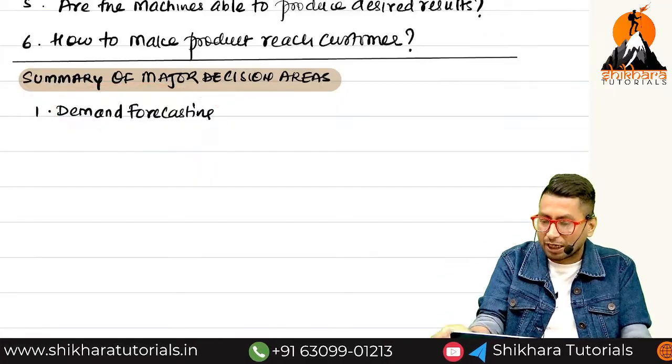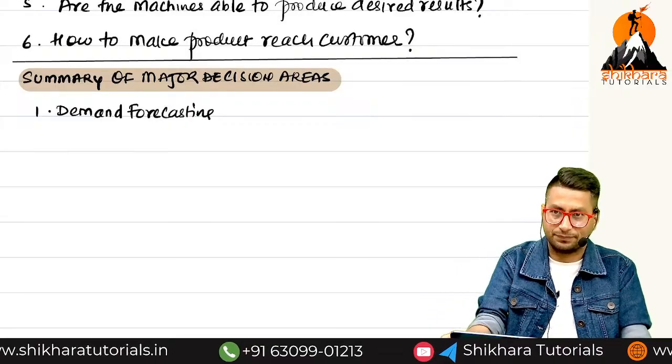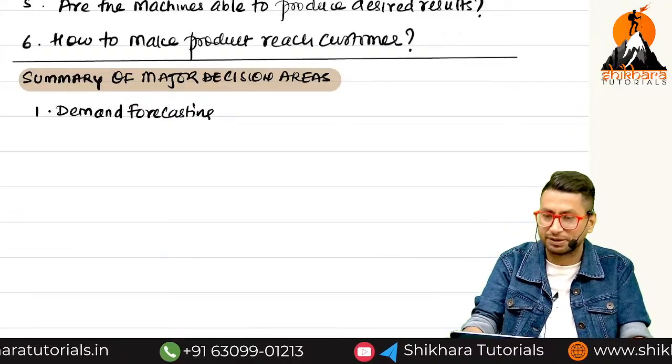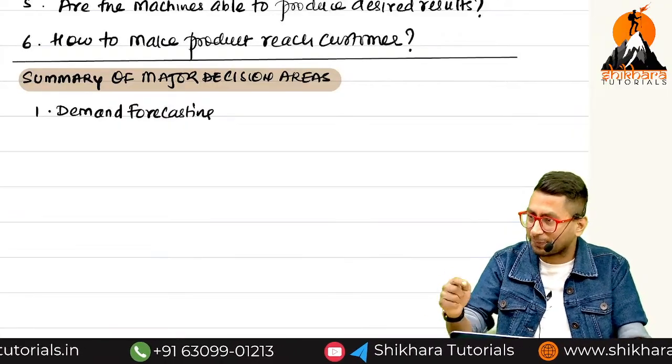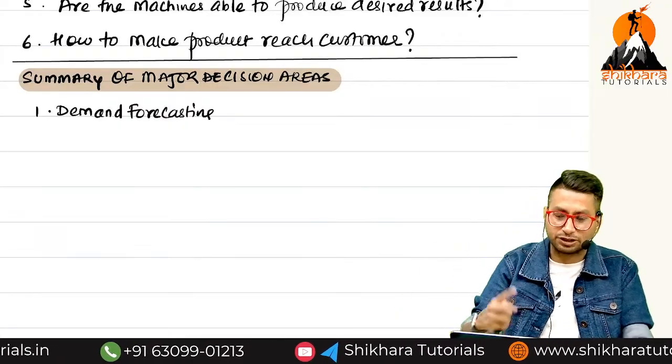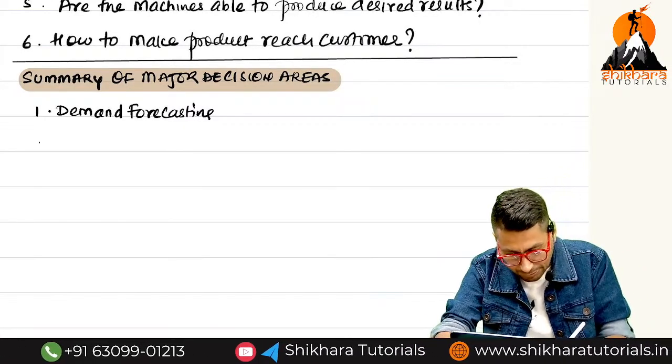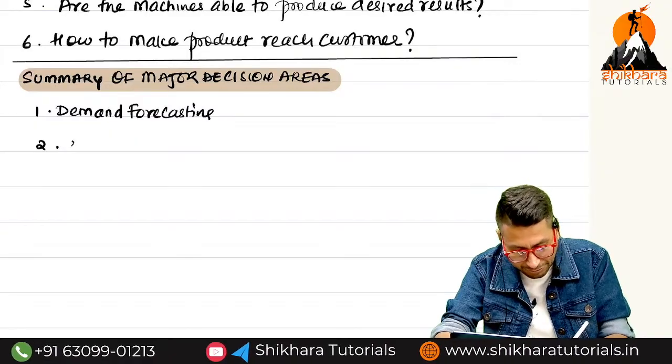In the future, how much product can I sell? Depending upon that, I will decide the production today. Remember? Because otherwise what will happen? Overproduction or underproduction. Both are dangerous for a business, right? In addition to that, here is capacity planning.